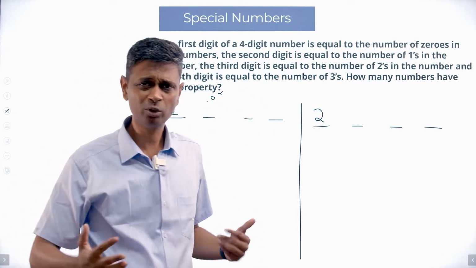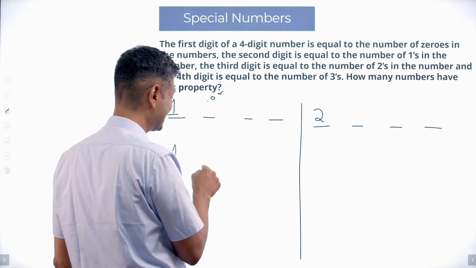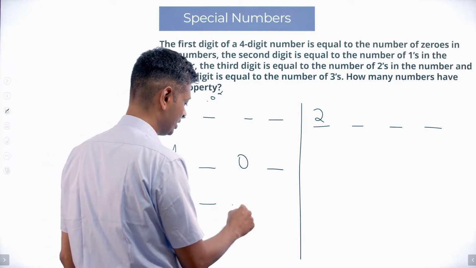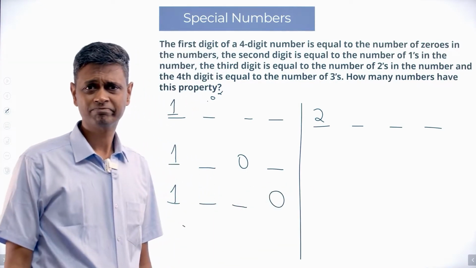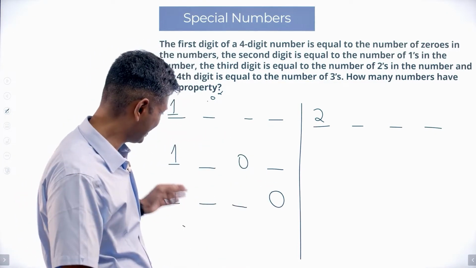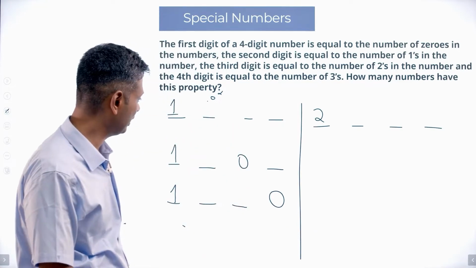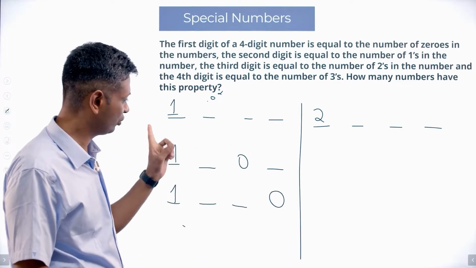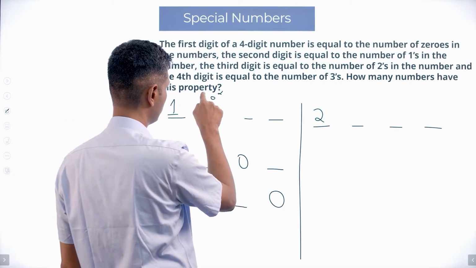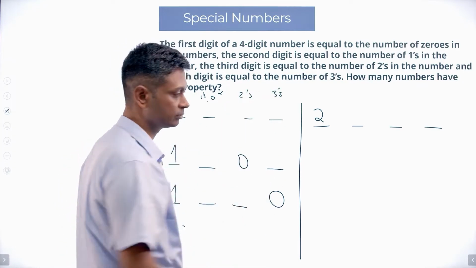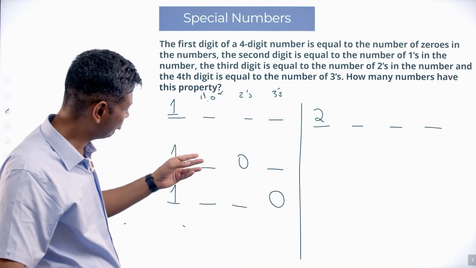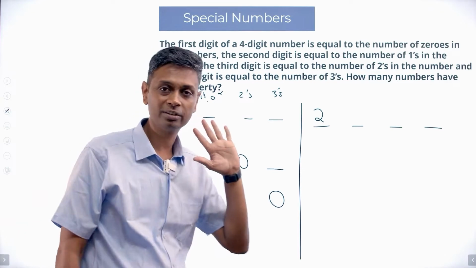I'm going to try to create that. I'm going to think about two numbers. Say 1 dash 0 dash or 1 dash dash 0. Nice. This number has 1 zero, 0 twos, so this should be 1s, 2s, 3s. 1 zero, 0 twos, some number of 1s, some number of 3s.